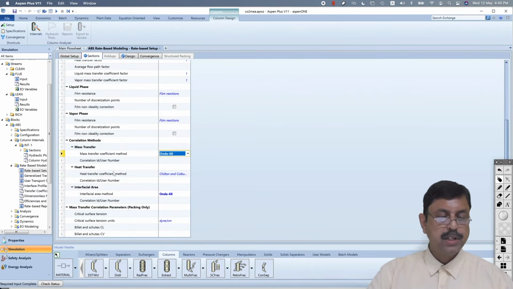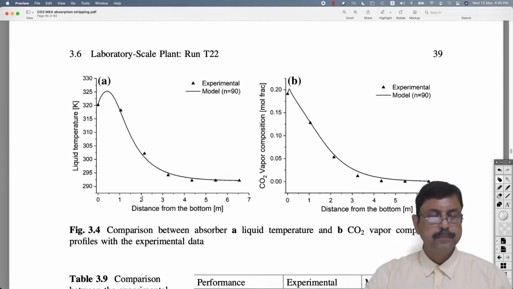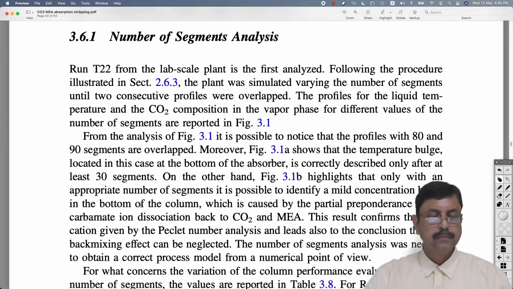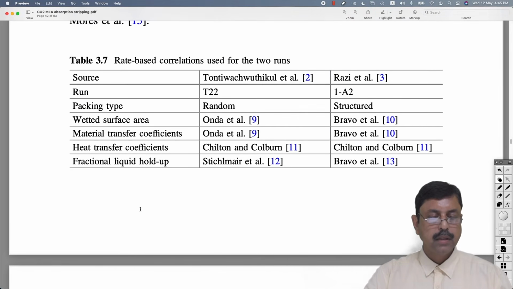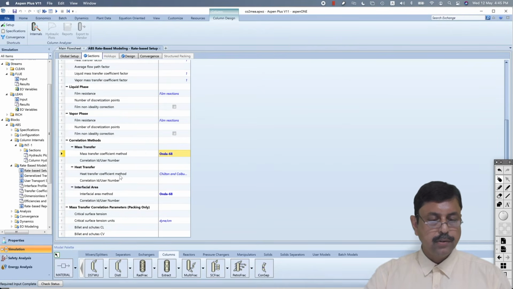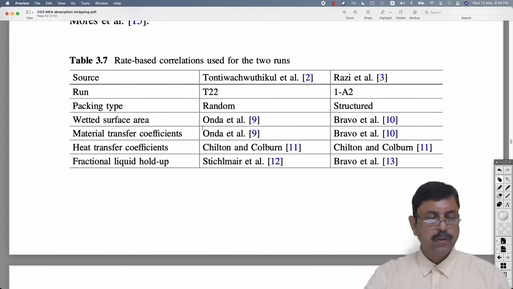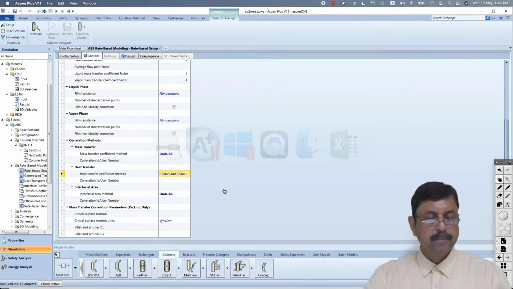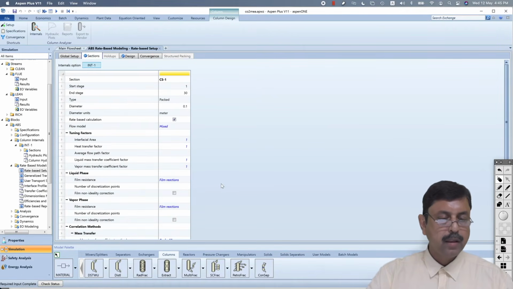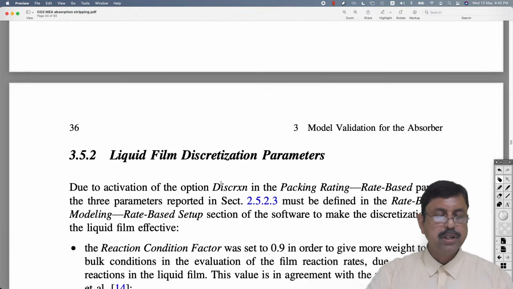Now heat transfer coefficient, they have said you can choose the Chilton and Colburn analogy. So by default it is there as Chilton and Colburn analogy. Interfacial area method, it is again Onda 68. Weighted surface area, Onda 68. And some further information is given.